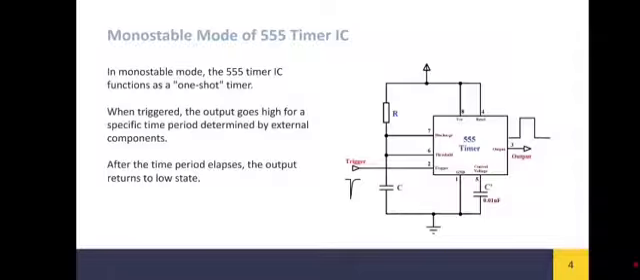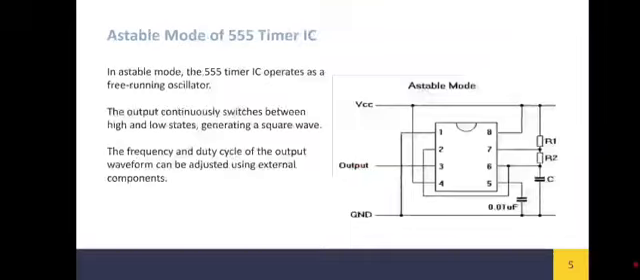Now let's see how the 555 timer works in astable mode. In astable mode, the IC555 timer is a free running oscillator. The output continuously switches between high and low states without requiring any external trigger. As a result, it generates a square wave output. The frequency and duty cycle of these waveforms can be adjusted using external resistors and capacitors. This mode is widely used in clock generation, LED flashing circuits and pulse generation.